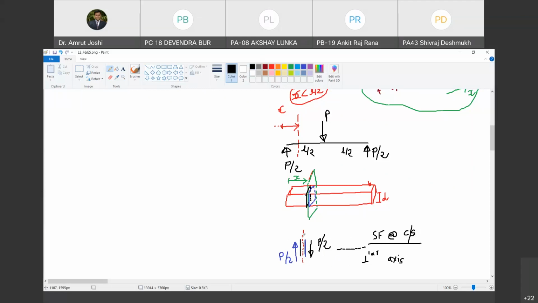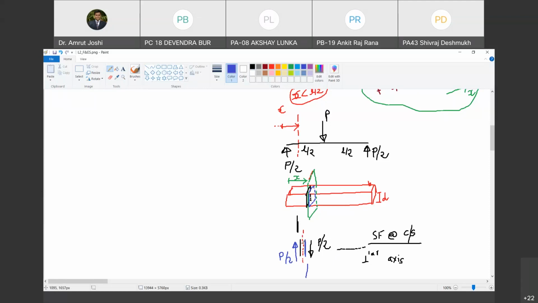This cross section, let us say under this P by 2, moves here. And this cross section, under the effect of P by 2, let us say moves here. So what has happened? These two cross sections have slid over one another. Are you with me? Yes, sir.